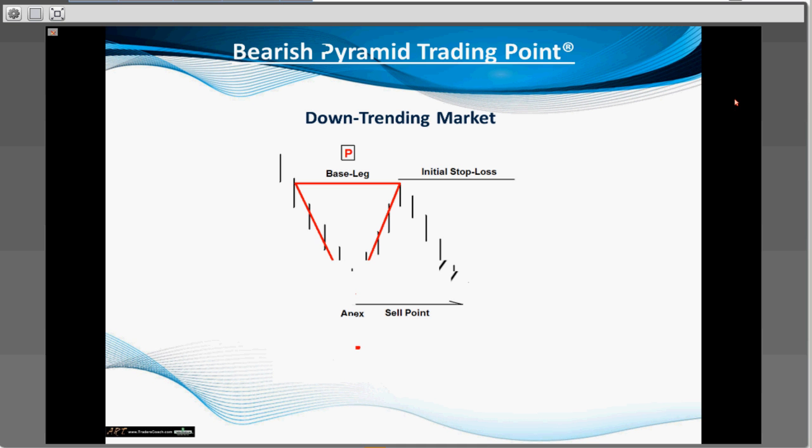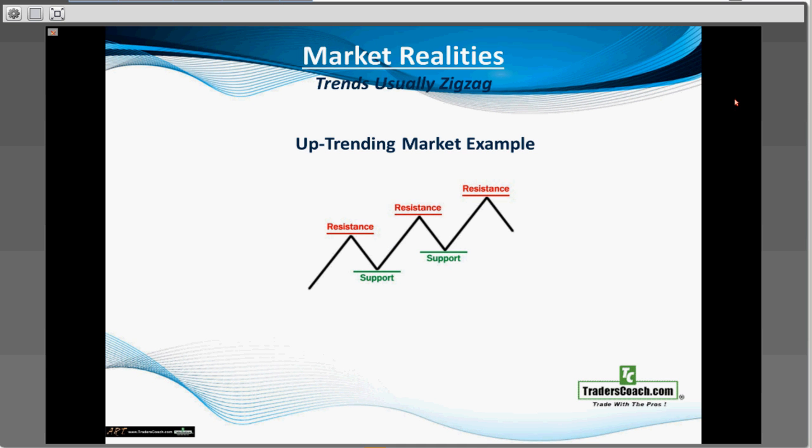In an uptrending market, no market just goes up like a straight line. They zigzag. They have resistance and support levels. These support levels and resistance levels are areas where these pyramids can form, and they're classic 1, 2, 3 patterns.